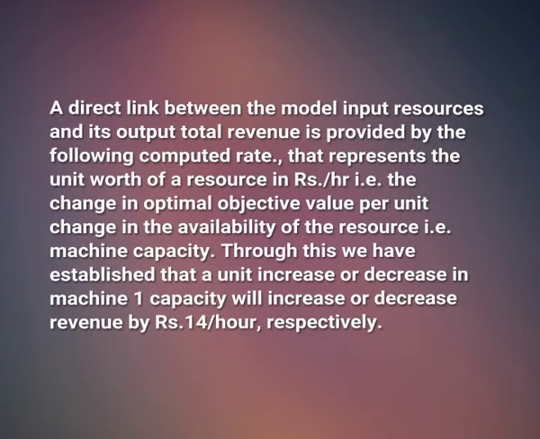A direct link between the model input resources and its output total revenue is provided by the following computed rate that represents the unit worth of a resource in rupees per hour, that is the change in optimal objective value per unit change in the availability of the resource, that is machine capacity. Through this, we have established that a unit increase or decrease in machine 1 capacity will increase or decrease revenue by rupees 14 per hour respectively.